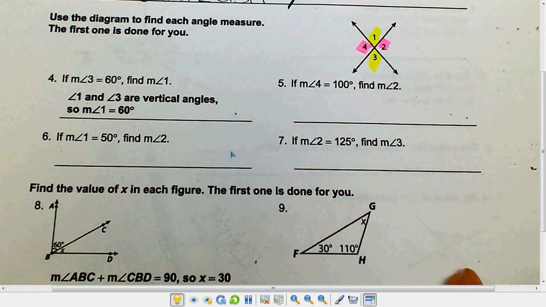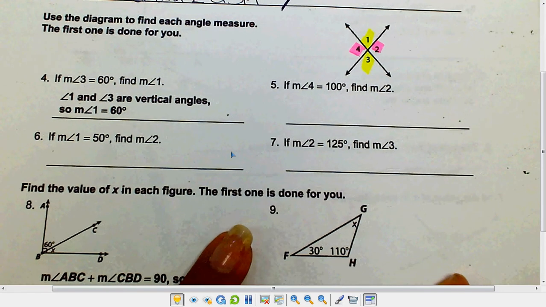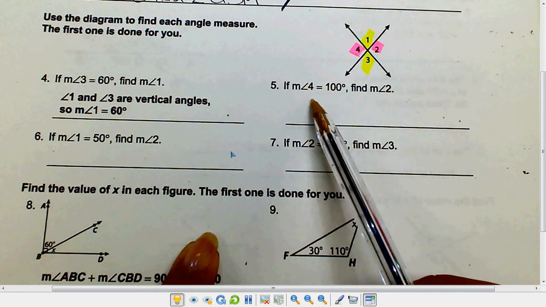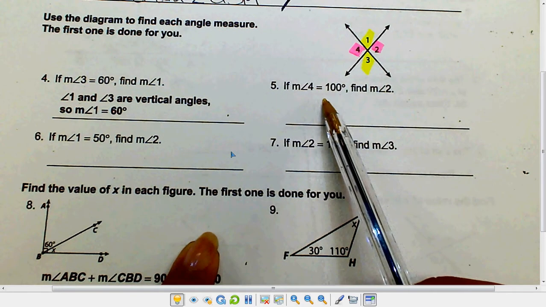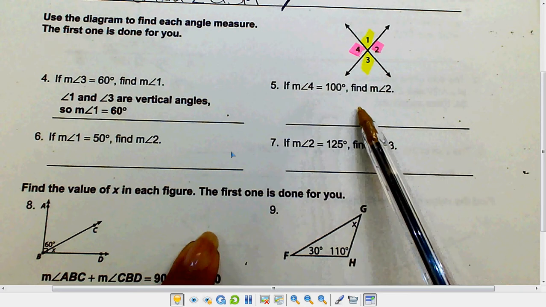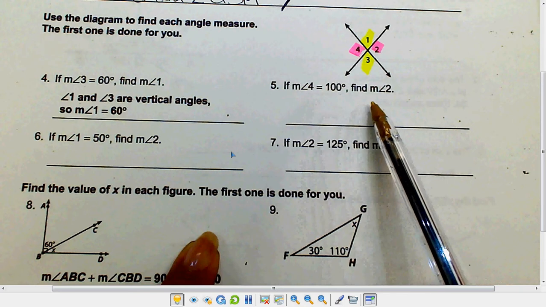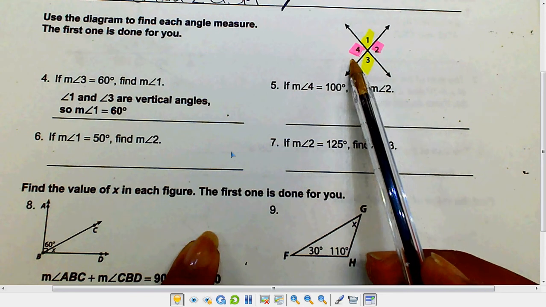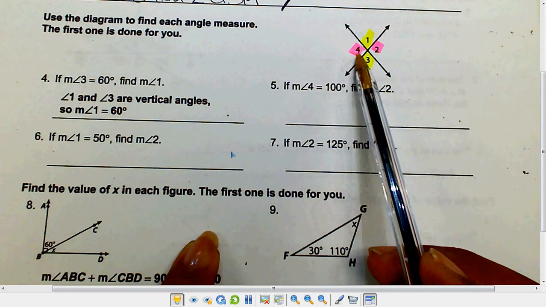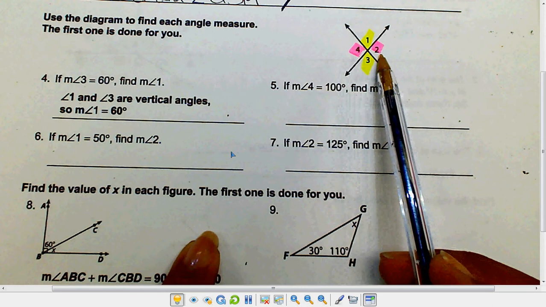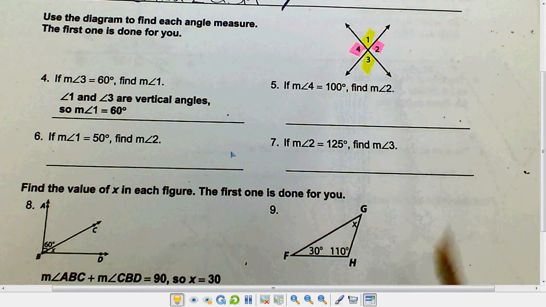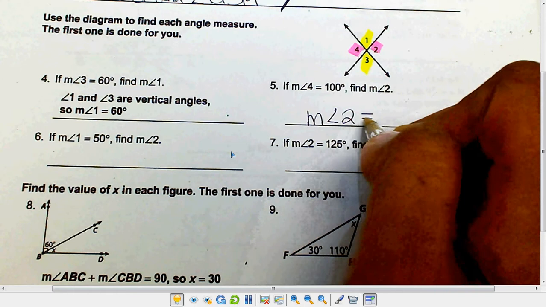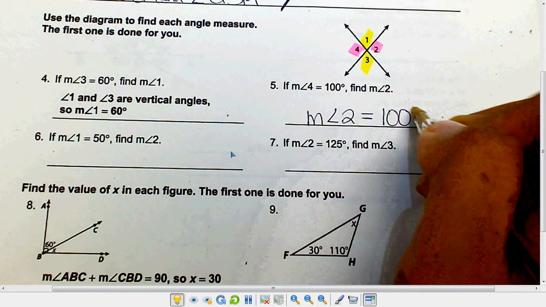Easy, huh? Okay, number 5. We've got the measure of angle 4 equals 100 degrees. We want to find the measure of angle 2. We already highlighted it, huh? So if angle 4 is 100 degrees, then angle 2 is the vertical angle with that. So that means it's got to be congruent. So therefore, the measure of angle 2 is also equal to 100 degrees.